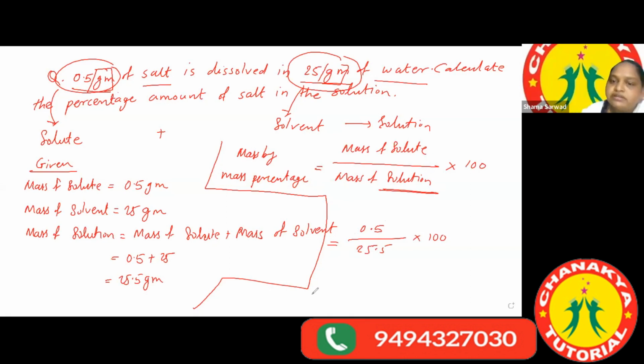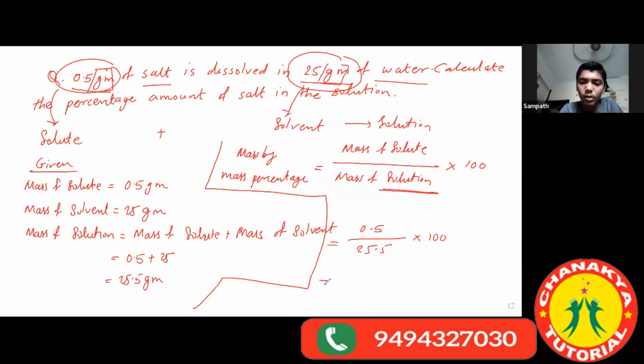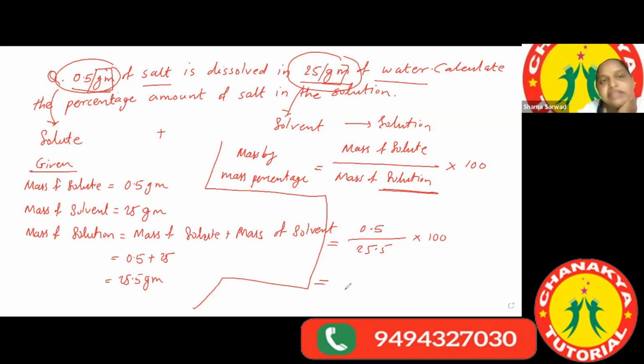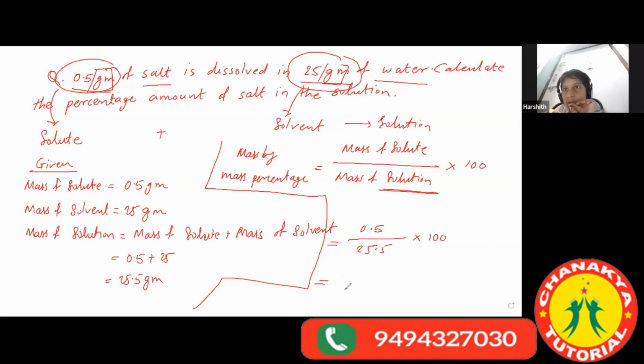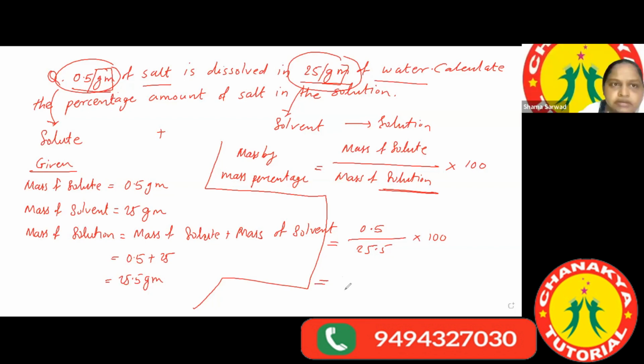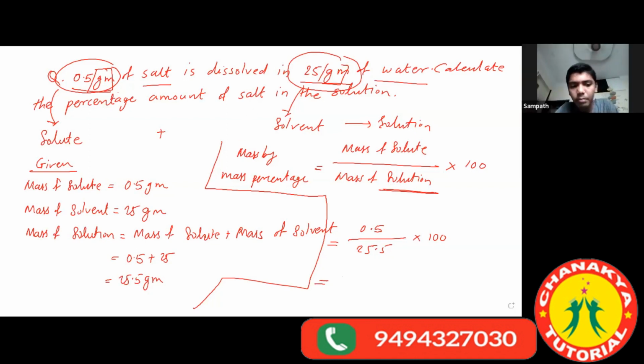What will you get over here? Ma'am, we can directly multiply the numerator and denominator with 10. So we will get 5 by 255. Will you please speak a little louder? I cannot hear you properly. Ma'am, we can multiply 0.5 into 10 and 25.5 into 10. Yeah, you can. No issues. Your answer should be okay. Calculation should not change.